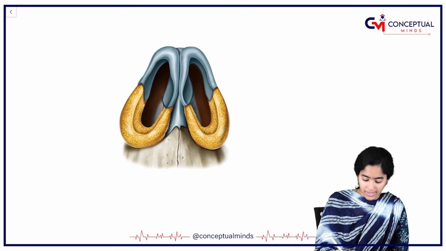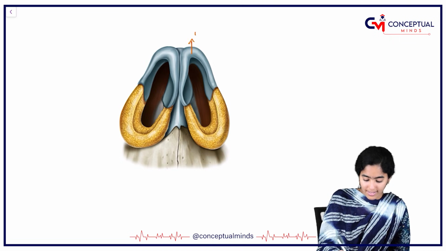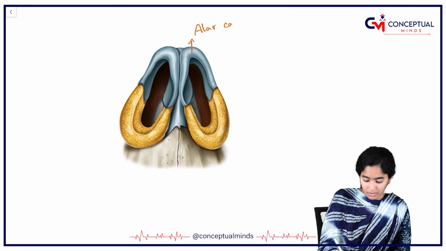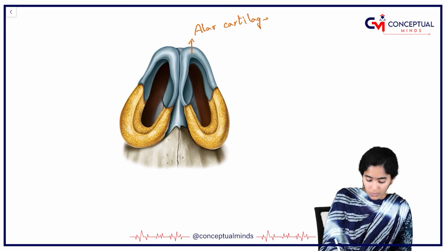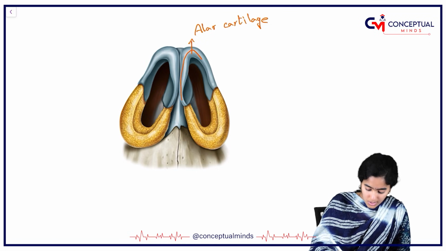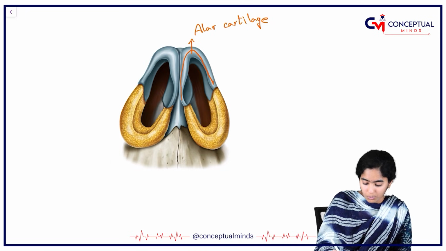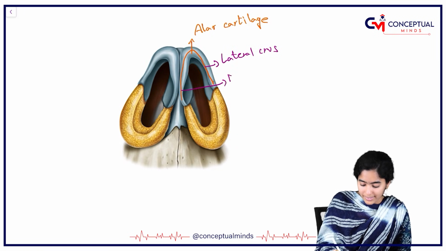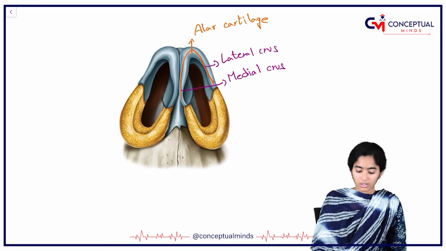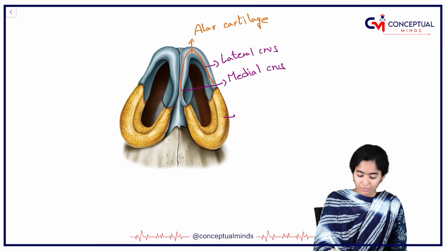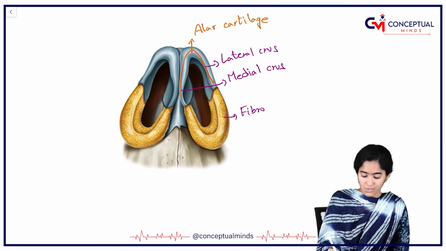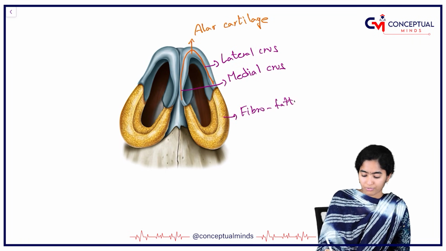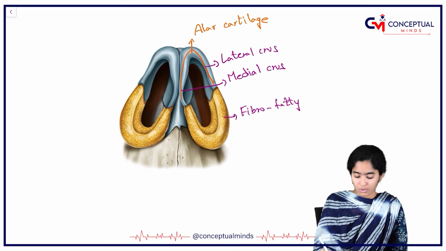You can identify this as the alar cartilage, which is U-shaped. This is the U. And what you see here, this is the lateral crus and this is the medial crus. And all this is the fibro-fatty tissue that is forming the free border of the anterior nares or nostrils.